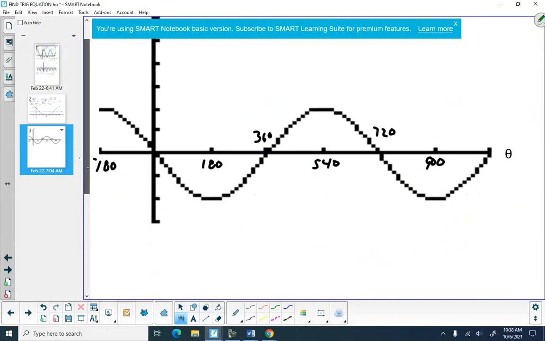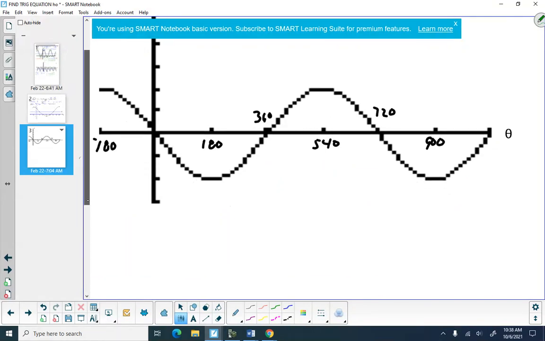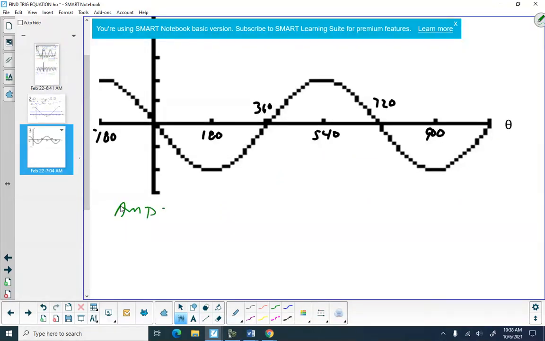Go do the last one here on the back side. Nice thing about these, you don't have to worry about the y-intercept here. It doesn't pertain to the equation. Okay, draw your prime axis. Find your amplitude. Calculate the period. Find a horizontal phase shift. Get an equation down. Check your answer with somebody around you.